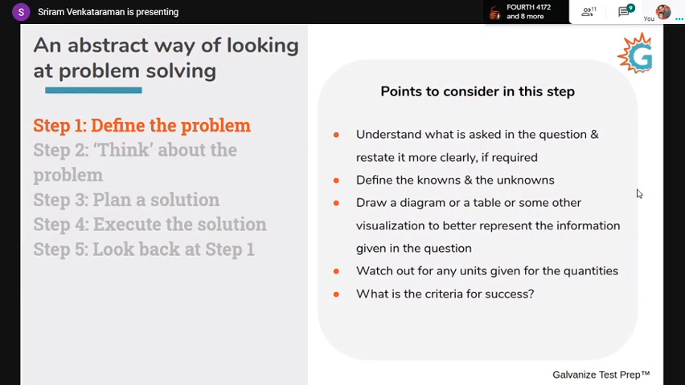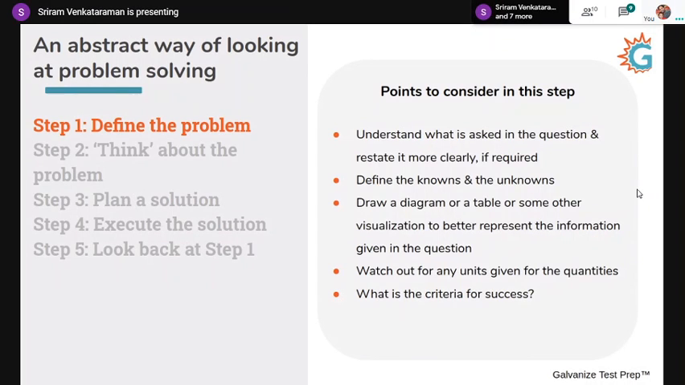Watch out for any units given for the quantities. That might actually give you a clue about how to frame the equation or any of those things. And explicitly write out what is the criteria for success. What is the nature of the answer that you're looking for?